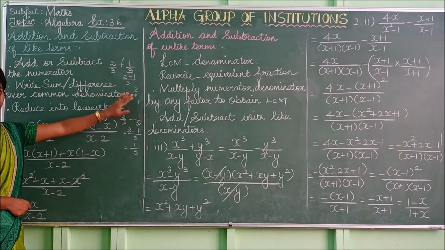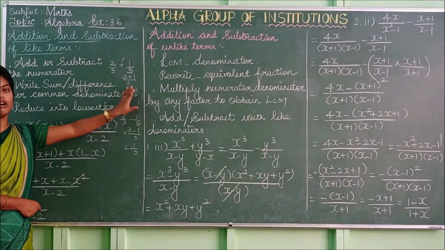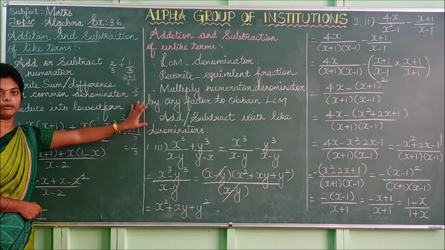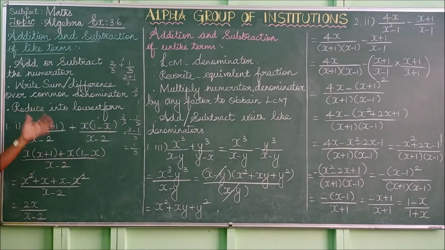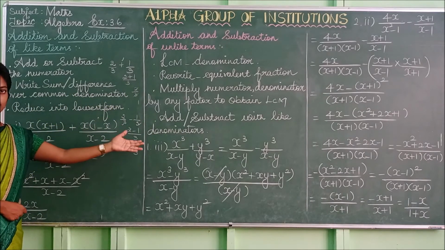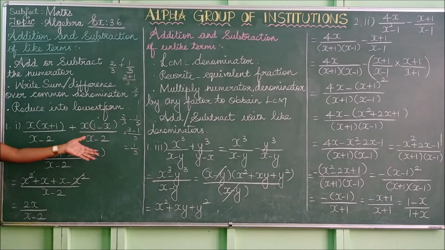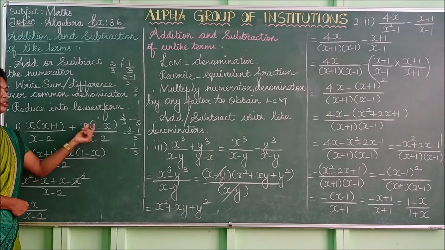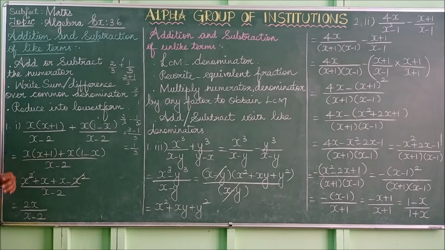When you add or subtract, if the terms are like terms with a common denominator only, you can do this process. If it is not common, you go for the unlike term process, which we will cover later. Okay, so this is your textbook problem. First one is simplify: x into x plus 1 divided by x minus 2, plus x into 1 minus x divided by x minus 2.